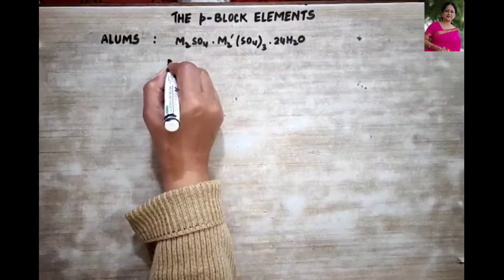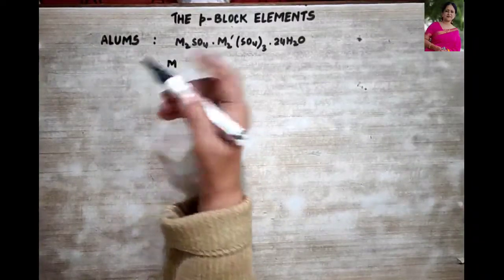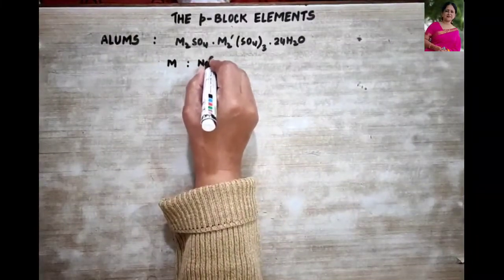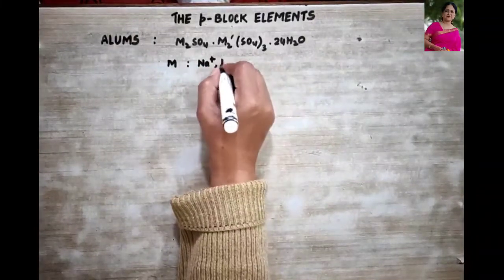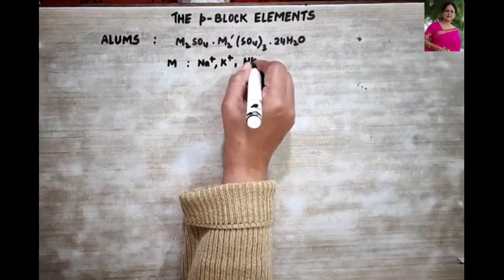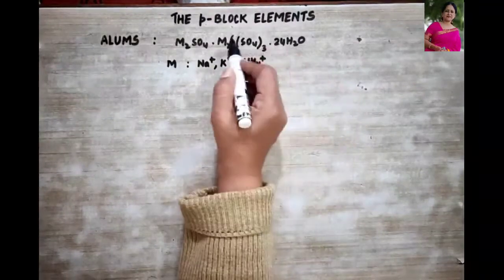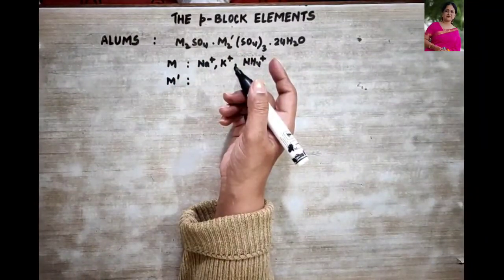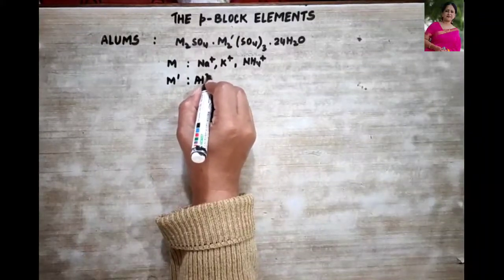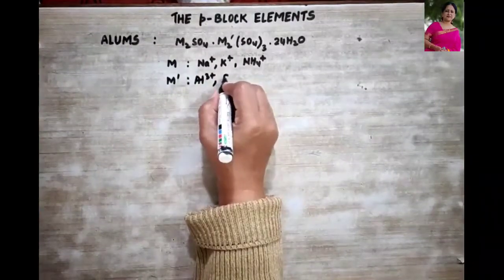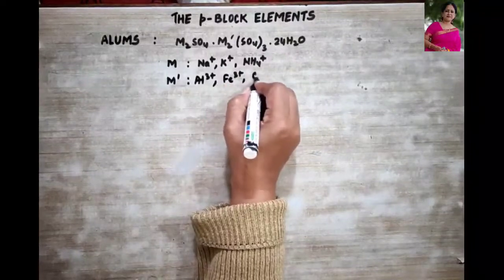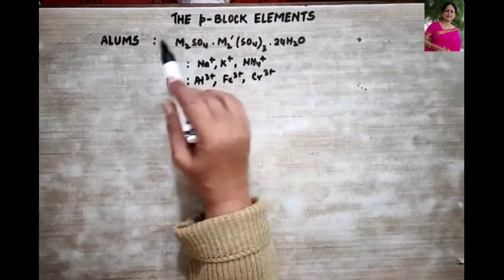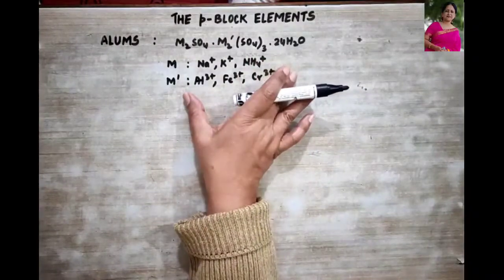Over here, this M is a monovalent metal, right? Monovalent metal, like for example, it could be a sodium ion, or a potassium ion, or ammonium ion. Clear? Whereas this M dash is your trivalent metal ion. For example, it could be aluminium ion, or ferric ion, or chromium ion, and so on. So this is how we are going to form certain formulas of alums.